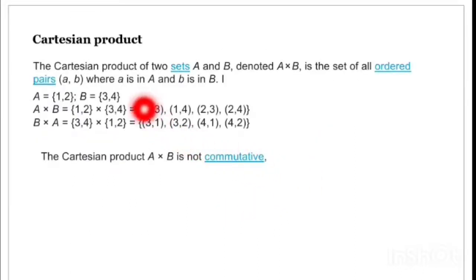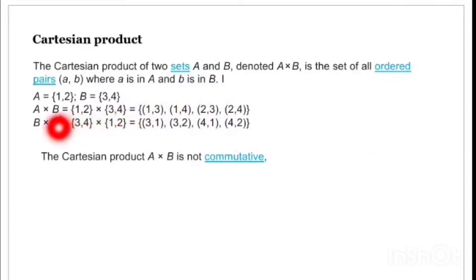Cartesian product. The Cartesian product of two sets A and B, denoted by A cross B, is the set of all ordered pairs (a, b), where a is in A and b is in B. The Cartesian product of two sets is denoted by A cross B, and its elements are represented by a pair (a, b), where a is the element of A and b is the element of B.